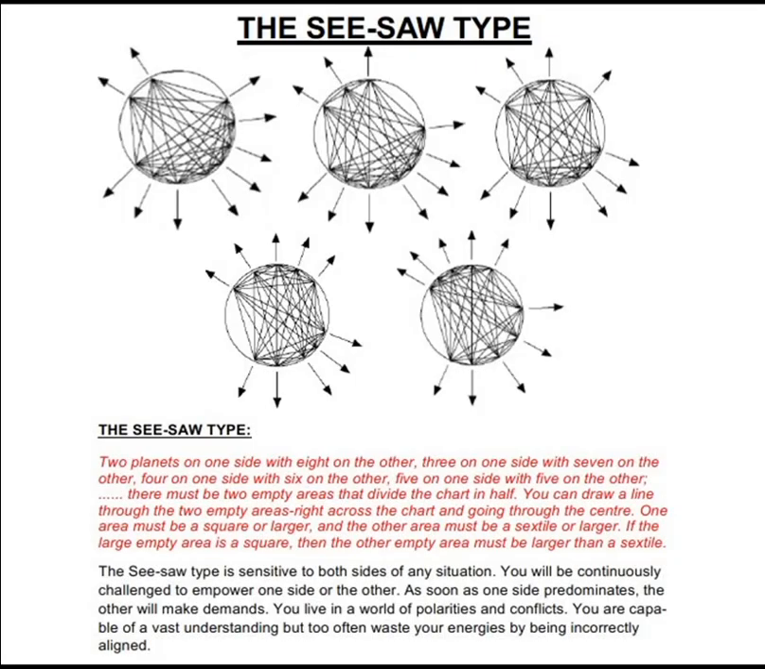The sixth pattern type is the seesaw type, and there are more seesaws than any other type. The seesaw type has 2 planets on one side of the chart with 8 on the other, 3 planets on one side with 7 on the other, 4 on one side with 6 on the other, or 5 on one side with 5 on the other. There must be 2 empty areas that divide the chart in half. You can draw a line through the 2 empty areas right across the chart and going through the center.